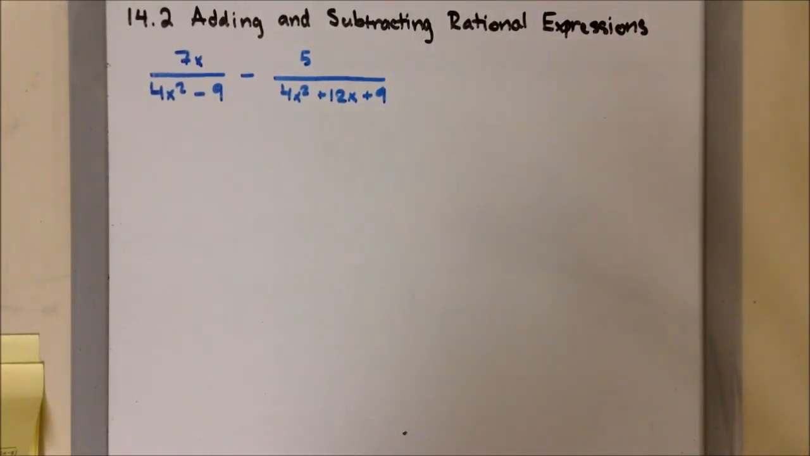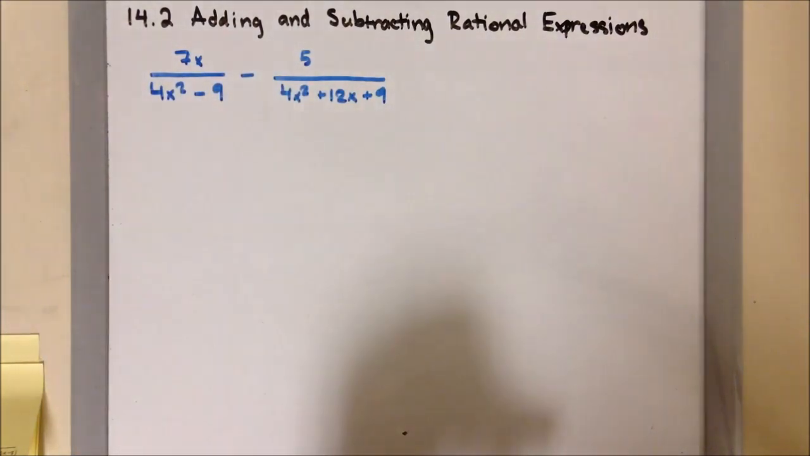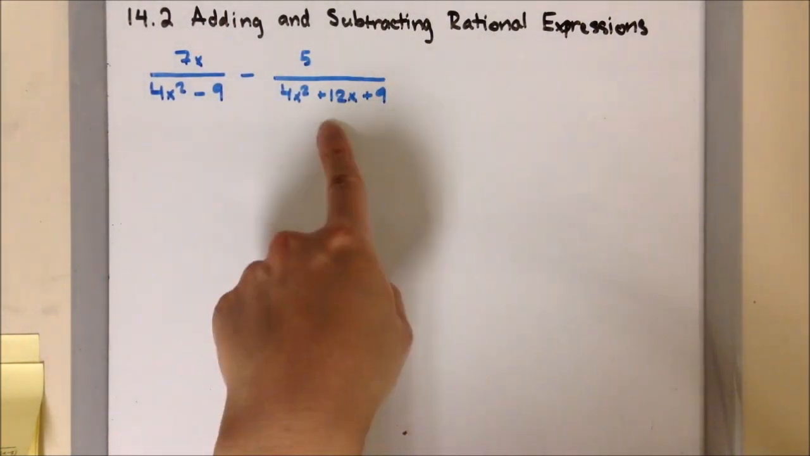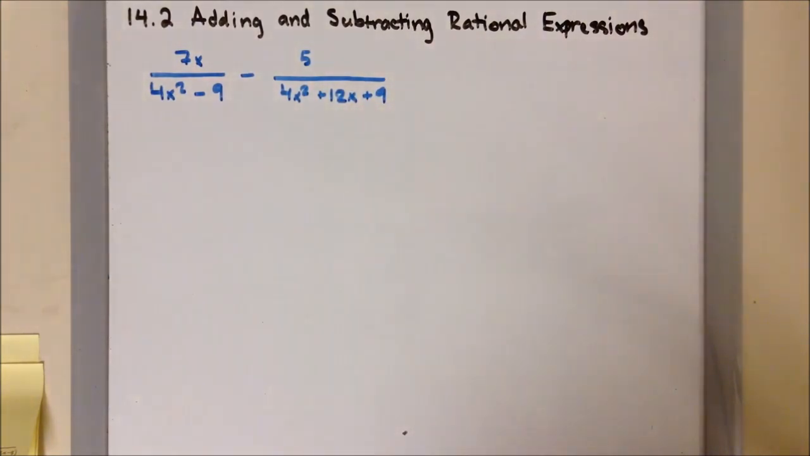In this example, we have the first fraction, 7x over 4x squared minus 9, minus the second fraction, 5 over 4x squared plus 12x plus 9. So in this particular example, we're going to be subtracting, versus the last two examples where we added. Over here, we're going to subtract the two rational expressions.